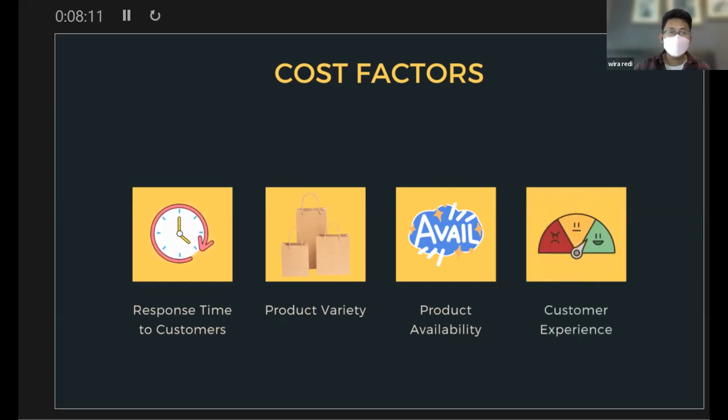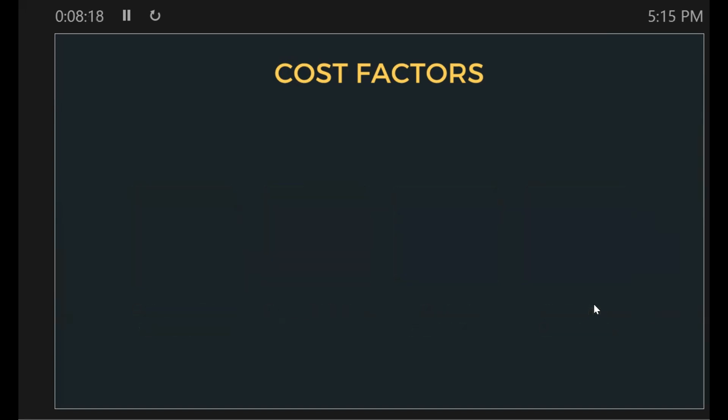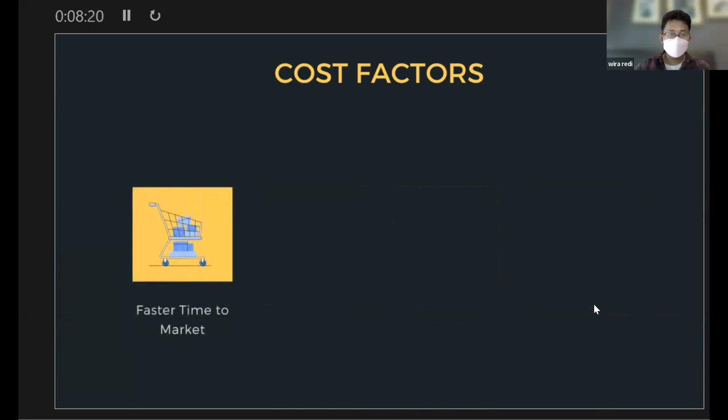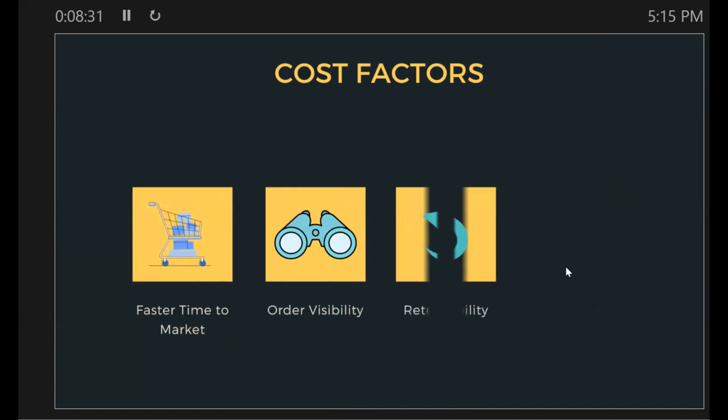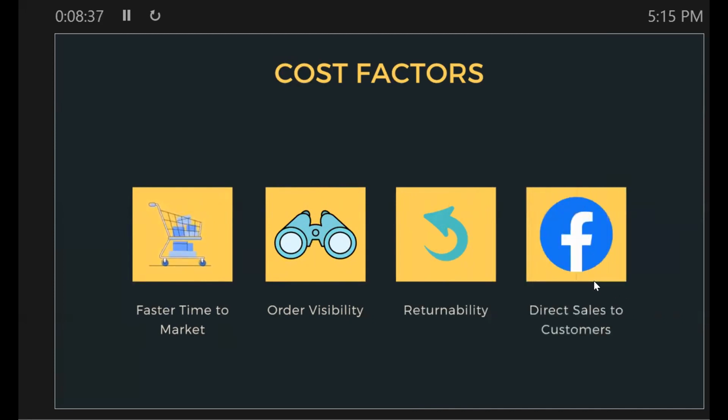Next is customer experience. It is defined as the feeling of ease by the customer, or the level of satisfaction based on the customer's experience. Time to market is defined as the time it takes to bring a new product to the market. Next is order visibility, or the ability of the customers to track their orders. Returnability is the effectiveness of the return policy and the capability of the network to handle such returns. And direct sales to customers, wherein the social network capability of the firms to sell its product.